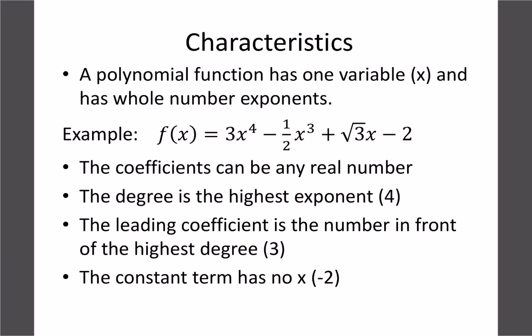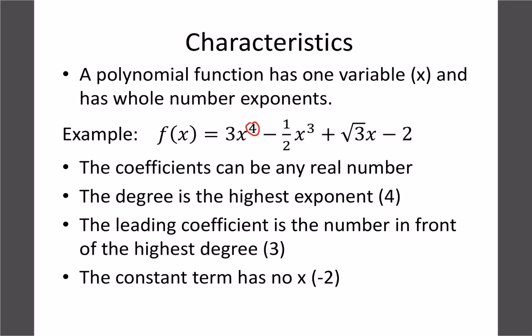So the first thing is a polynomial function is basically anything that has a variable with whole number exponents. So that means we have to have an x squared, an x cubed, an x to the fourth, something along those lines. We can't have negative exponents. We can't have square roots or fractions or anything like that. It just has to be whole numbers.